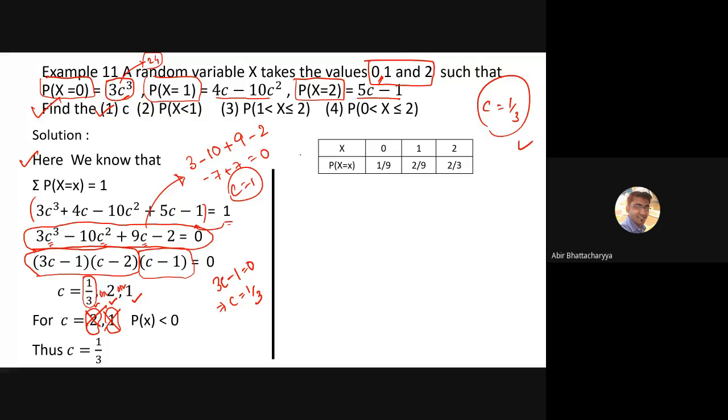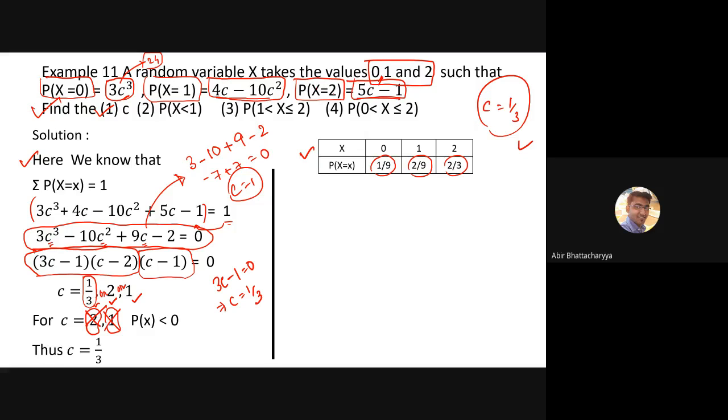So what is the final probability distribution? X equals 0, 1, 2. Put it in, and we'll get the first probability as 1 by 9. The second one is 2 by 9. The third one is 2 by 3. Just plugging in C equals 1 by 3, I will get this result.